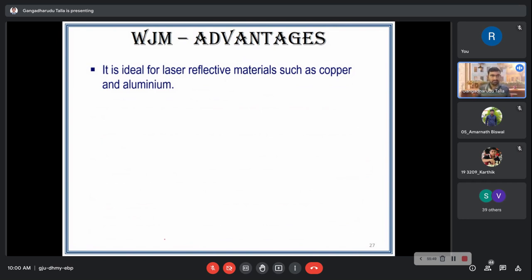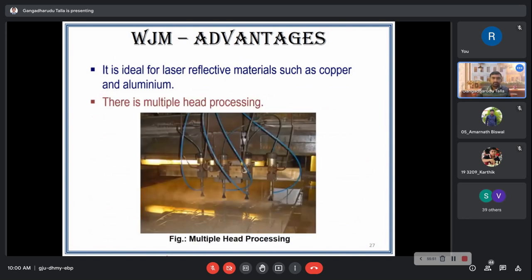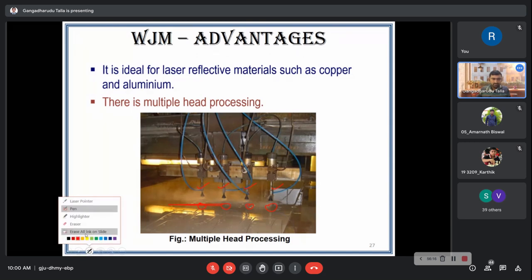Multiple head processing is also possible. You can have multiple heads like this, with multiple water jets, so you can cut some 4 or 5 workpieces in a single go. That is also possible. So these are the advantages.